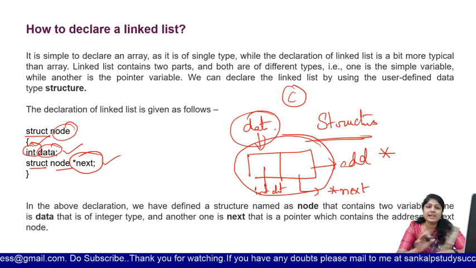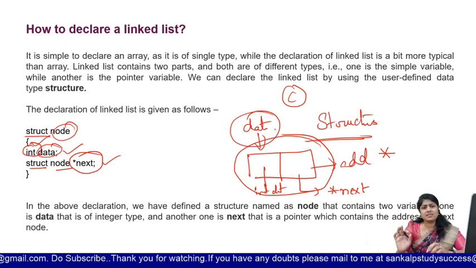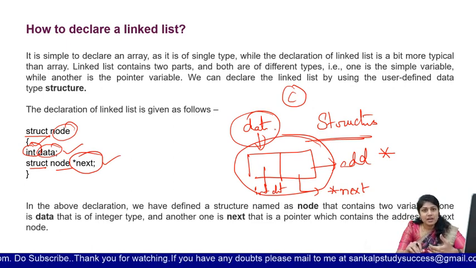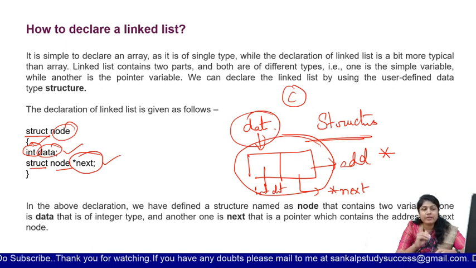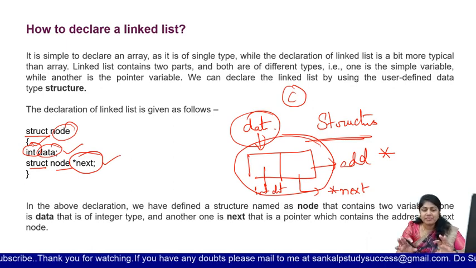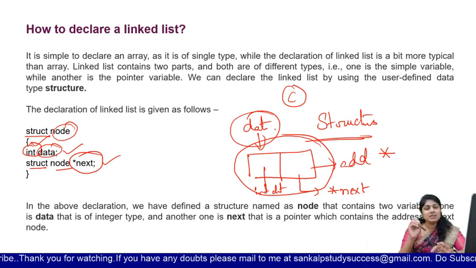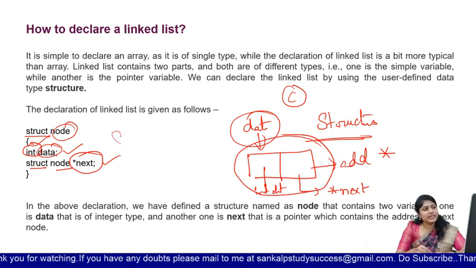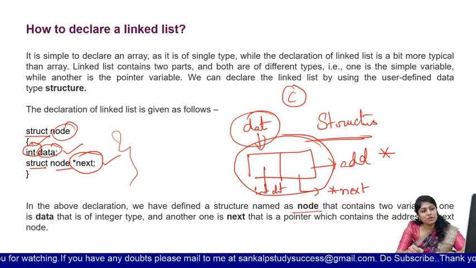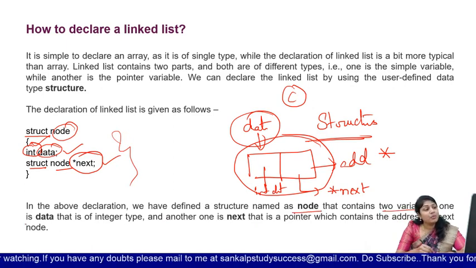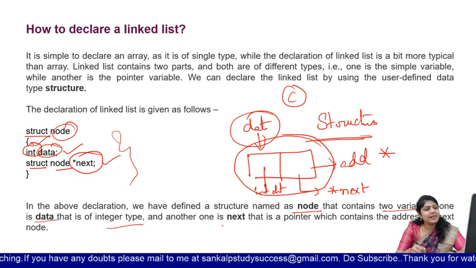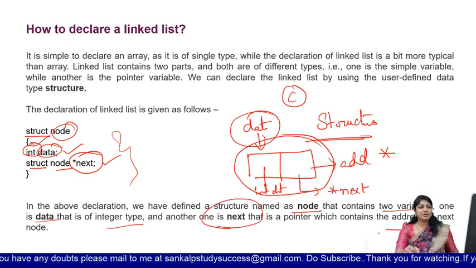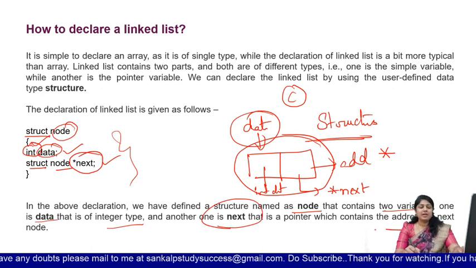So this same declaration we use for every linked list. We have a couple of different types of linked lists. Clear? So in every linked list we will use the same syntax. Clear? Int data and struct node star next. Fine. In this declaration, we have defined the structure name as a node that contains two variables, and one is data, that is of integer type, and another one is next, that is pointer, which contains the address of the next node. Fine. So this is a declaration of linked list.